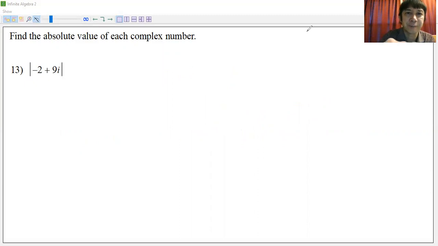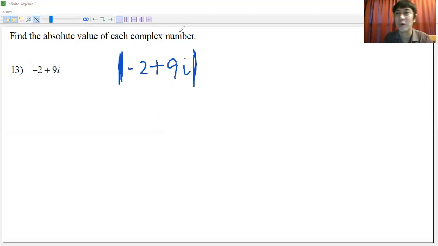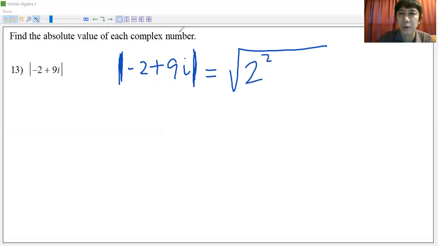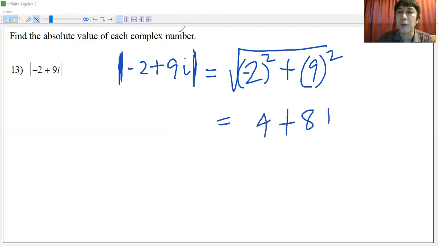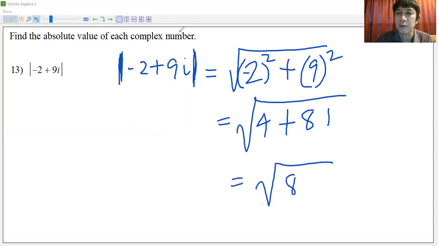Okay, here's the given. We have negative 2 plus 9i. What is the absolute value? This is going to be the square root of negative 2 squared. That happens to be a negative 2, okay? But when you square it, that becomes positive. And you have the 9 squared. So this gives us 4 and 81 under the square root sign. And this will have to be square root of 85. Yeah, and this must be the answer.